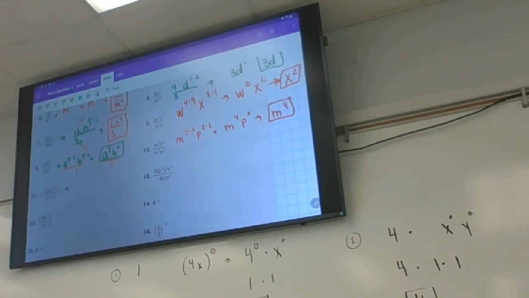Negative 21 divided by 7 has been negative 3 your whole life. It still is. It's not an exponent. It's just 21 divided by 7 is 3.